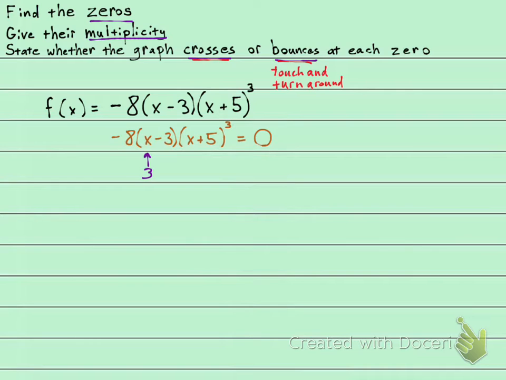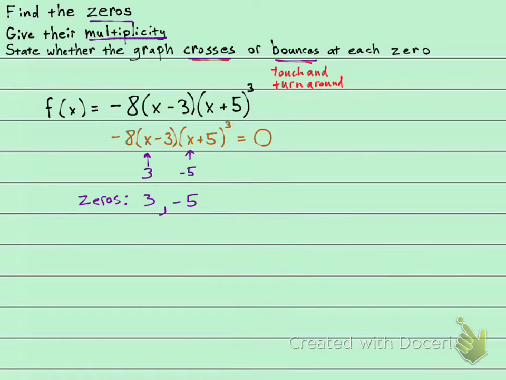And the same thing for a -5. Put a -5 right here for x. This turns to 0, and it doesn't matter what everything else is. It all turns to 0. So my zeros are 3 and -5.